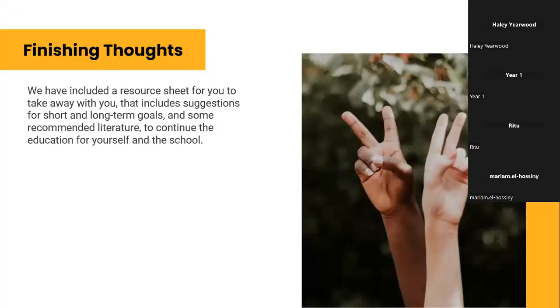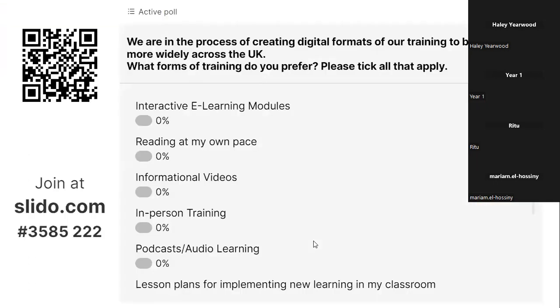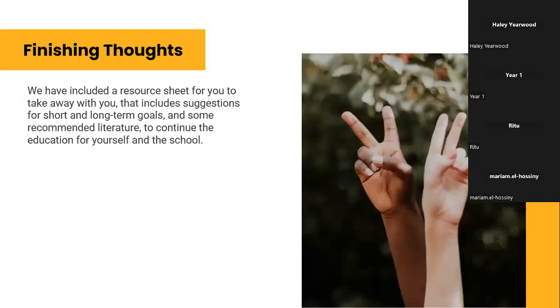So we've got a resource sheet for you, which you can take away. You can put any notes down on it as well, anything that I've said. This also includes suggestions for long and short-term goals. We've got some recommended literature for you to continue your education, and also for your school as well. If there's anything that anyone would like to share in the group, please put it in the chat box. Then anyone that's in this training can also note down those resources.